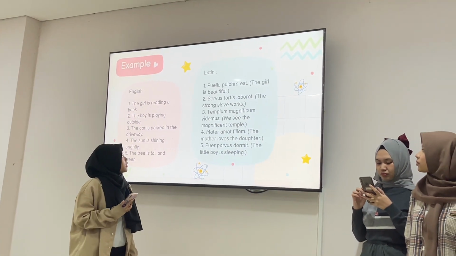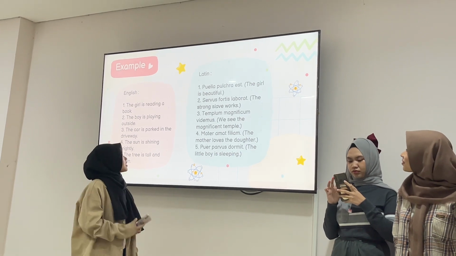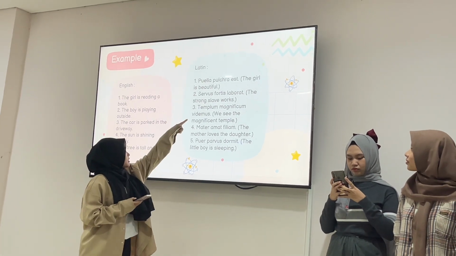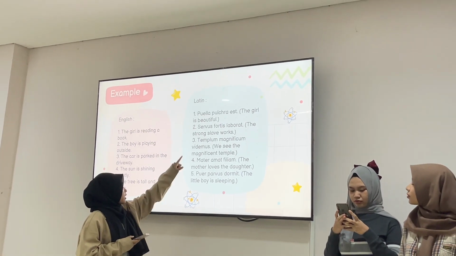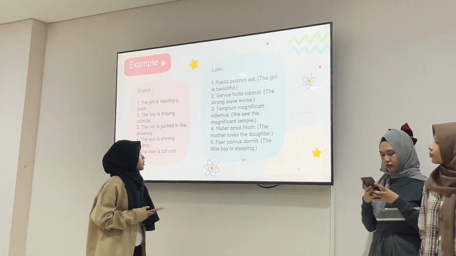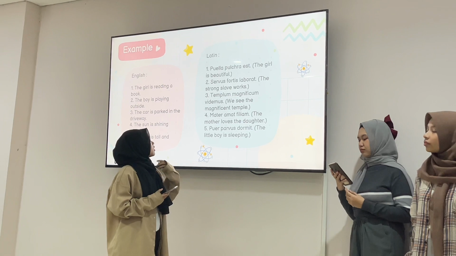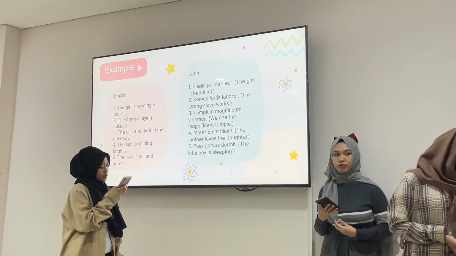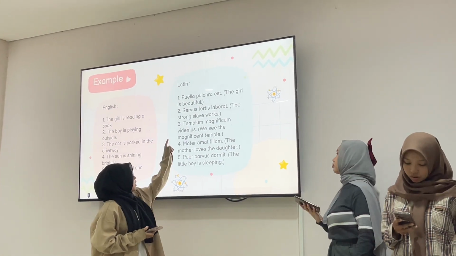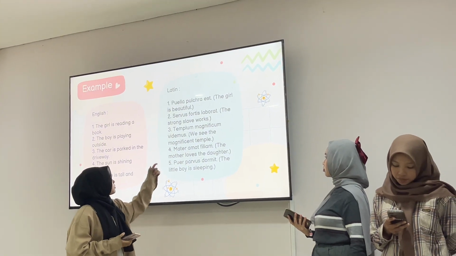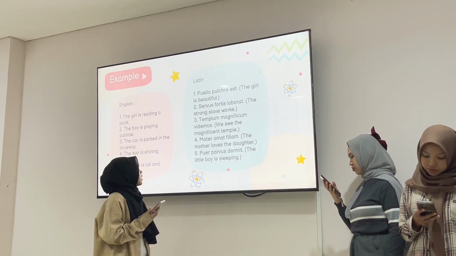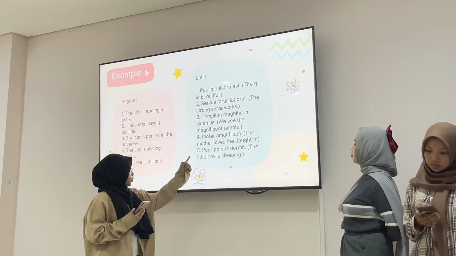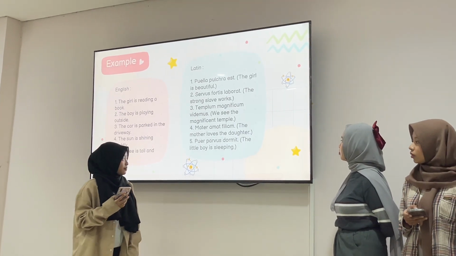In Latin, like puella, which means a girl. The girl is beautiful. So girl in Latin is feminine, and servus is a strong slave, the man slave, and it means masculine. Then temple is neuter, its gender is neither. And mother and daughter are each feminine, and puer, the boy, the little boy, is masculine.